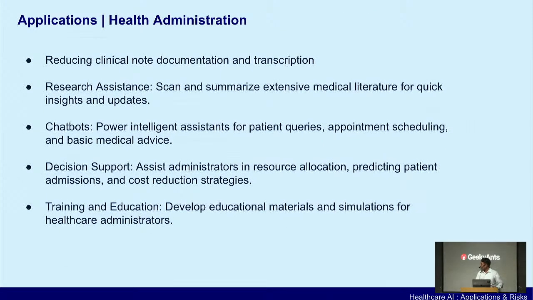On the health administration side, we can reduce clinical note documentation and transcription. There are chatbots. It can also help in medical education as well. So it's a really evolving field. So you can definitely summarize all these findings in a comparatively easier way.